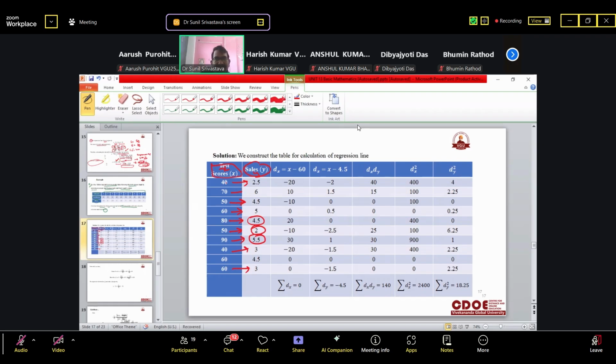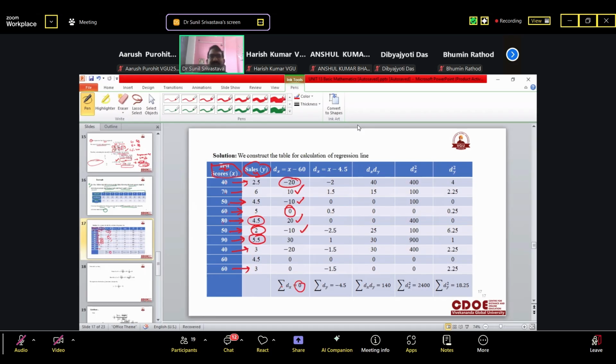So 40 minus 60, that is minus 20. 70 minus 60, that is 10. 50 minus 60 is equal to minus 10. 60 minus 60 is equal to 0. And 80 minus 60, 20. 50 minus 60, minus 10, and so on. And we take the sum of this series, we find that it is also equal to 0.